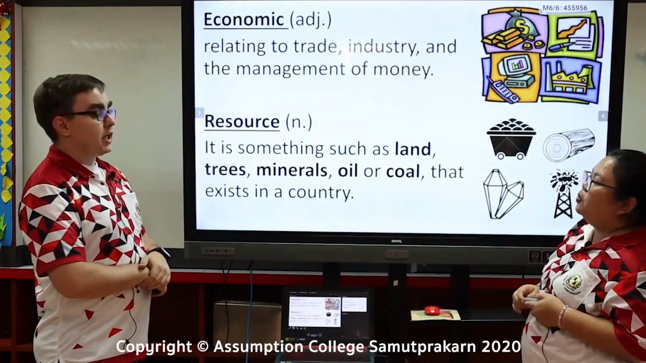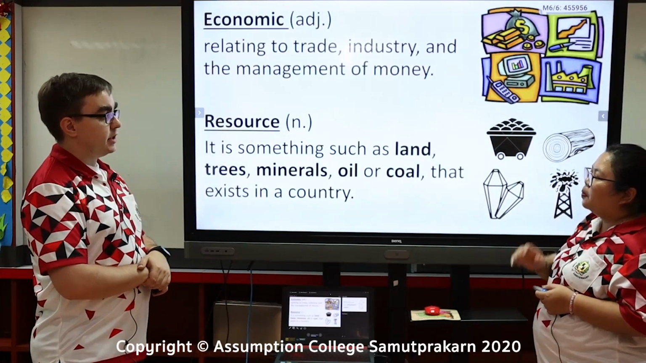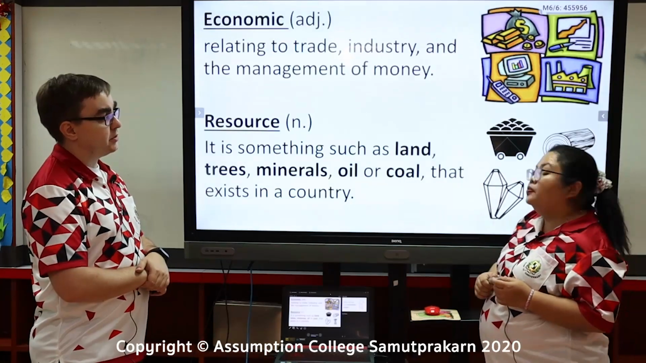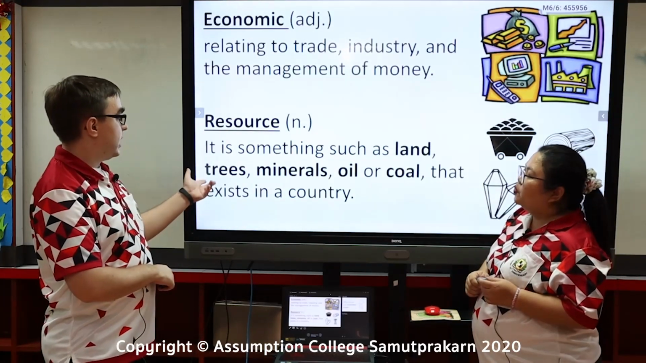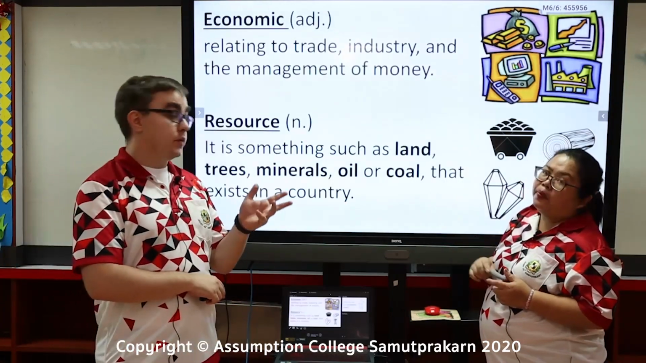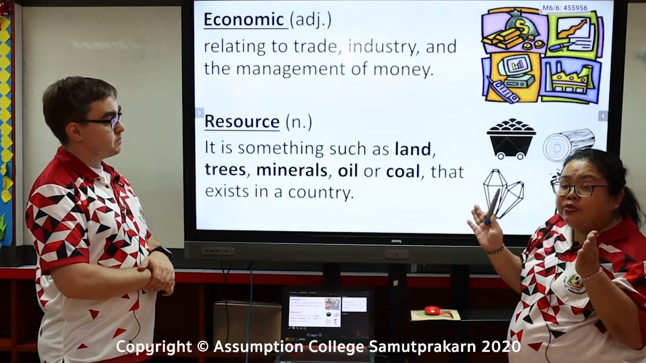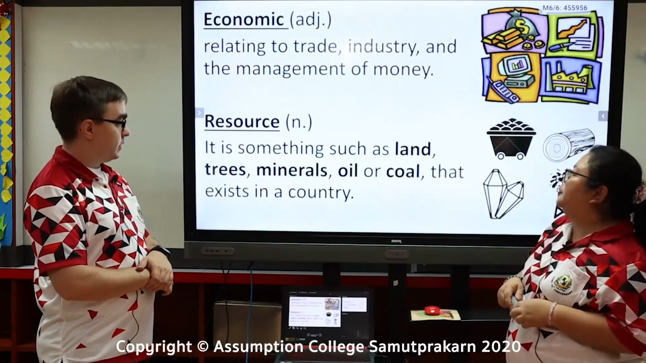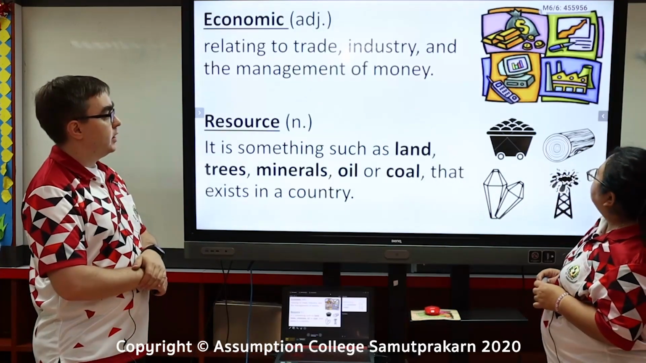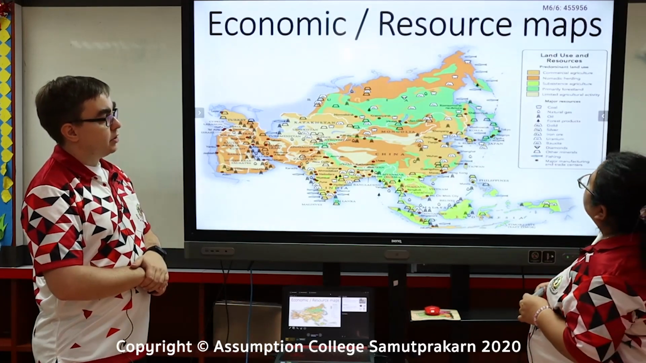And another name, resource. A resource map can show things that are found naturally in a specific area. For example, land, trees, minerals, oil, coal, and many other resources. Economic maps will show economic activity, and resource maps will focus on the resources, but they can show both. Like here, they can show both resources and economic activities.